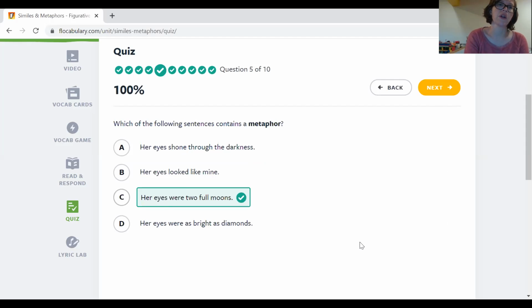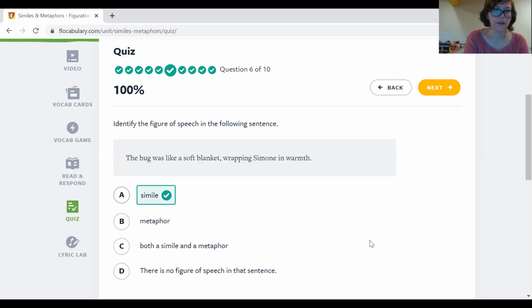Question 5, which of the following sentences contains a metaphor? C, her eyes were 2 full moons. So comparing her eyes to 2 full moons. Question 6. Identify the figure of speech in the sentence. And they said A, it was a simile, because the hug was like a soft blanket wrapping Simone in warmth, right? They used like to compare the blanket to a hug, or a hug to a blanket.